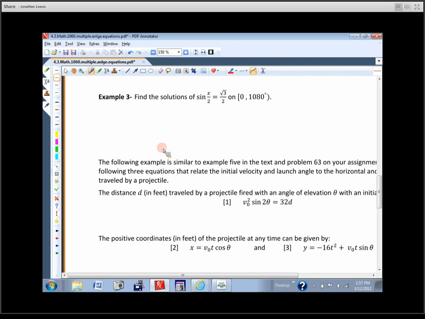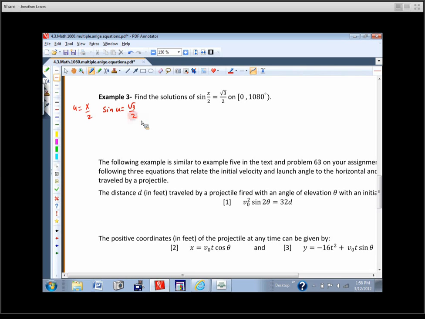Does this start off any different than any of the other problems we've done? No. Use substitution. We're substituting for the x over 2. So if we substitute for the x over 2, this just becomes a nice easy equation. Sine of u equals radical 3 over 2. And remember, I said it's better to write down the answer sets and then figure out the answers in the interval you need.